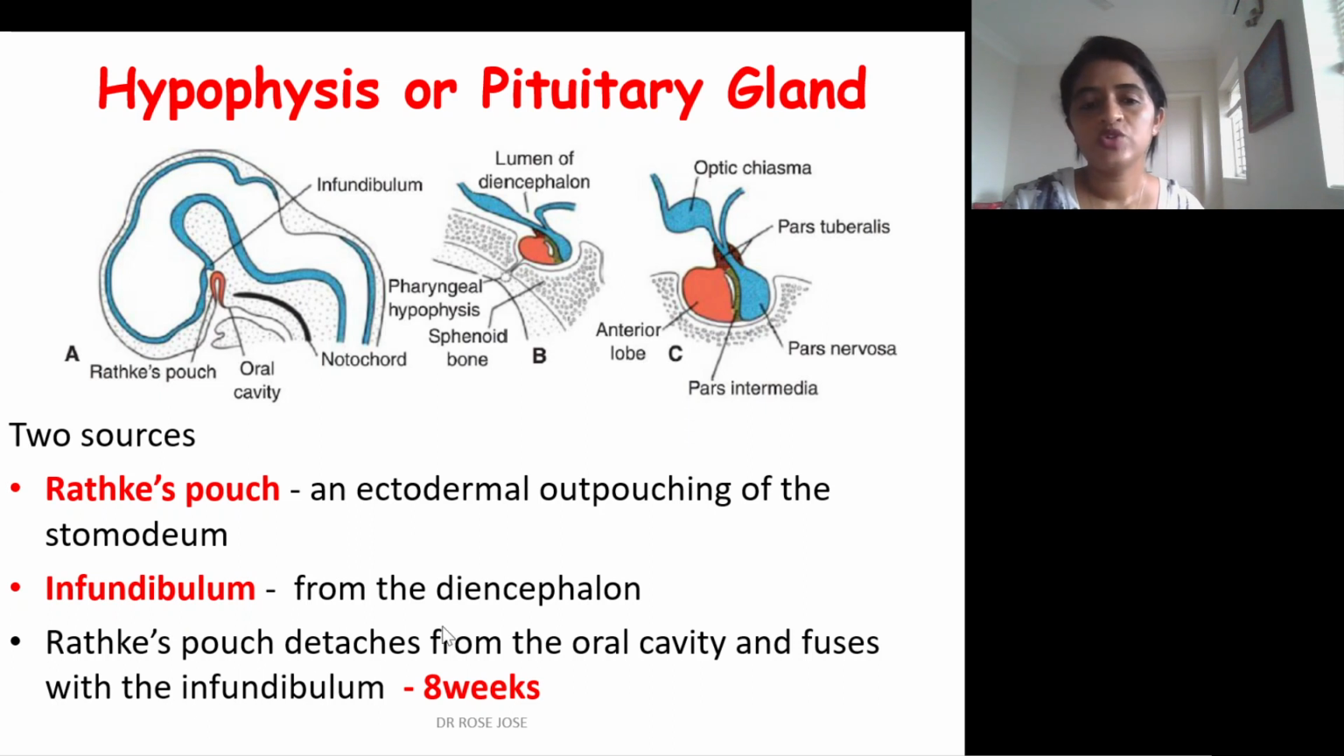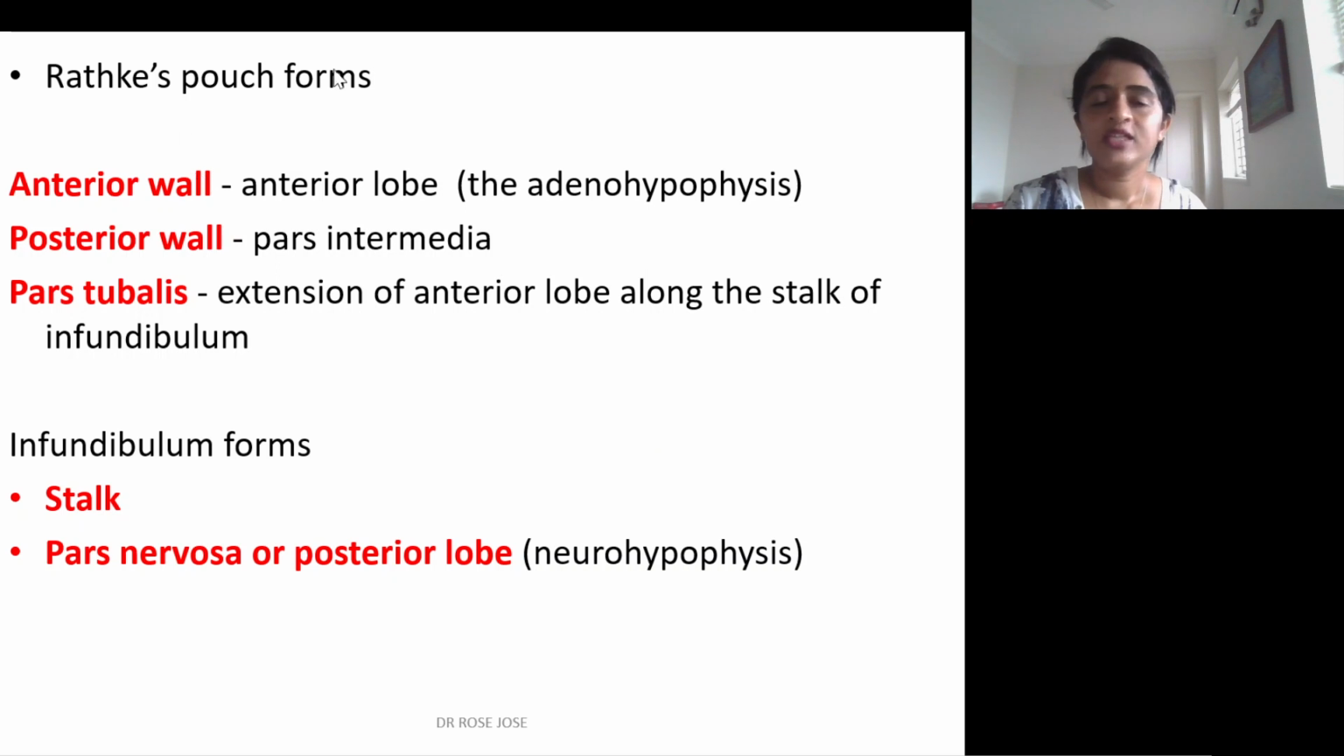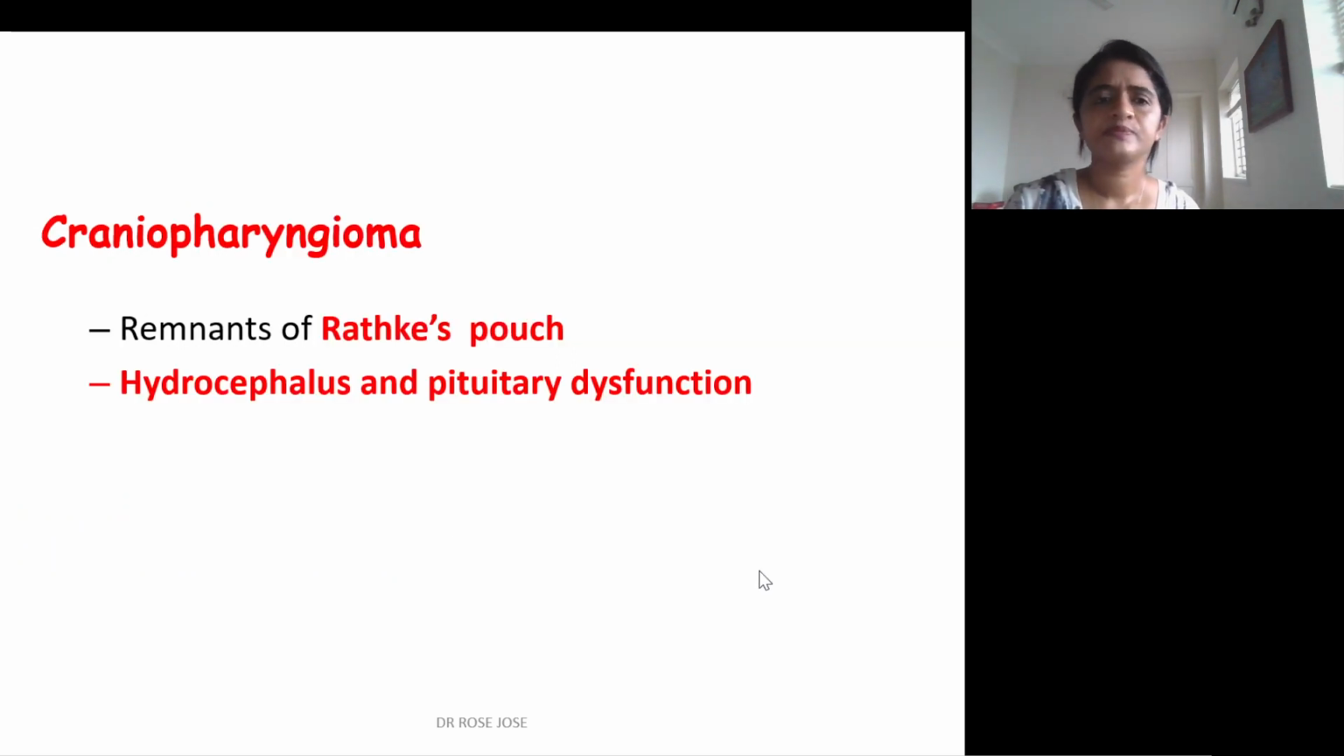The Rathke's pouch gets detached from the oral cavity, and this fuses with the diencephalon roughly about the 8th week. So the Rathke's pouch, which are the derivatives? The anterior wall of the Rathke's pouch forms the anterior lobe, the adenohypophysis. The posterior wall forms the pars intermedia, and pars tuberalis is actually the extension of the anterior lobe along the stalk of the infundibulum. Now the infundibulum forms the stalk and pars nervosa, or the posterior lobe, the neurohypophysis.